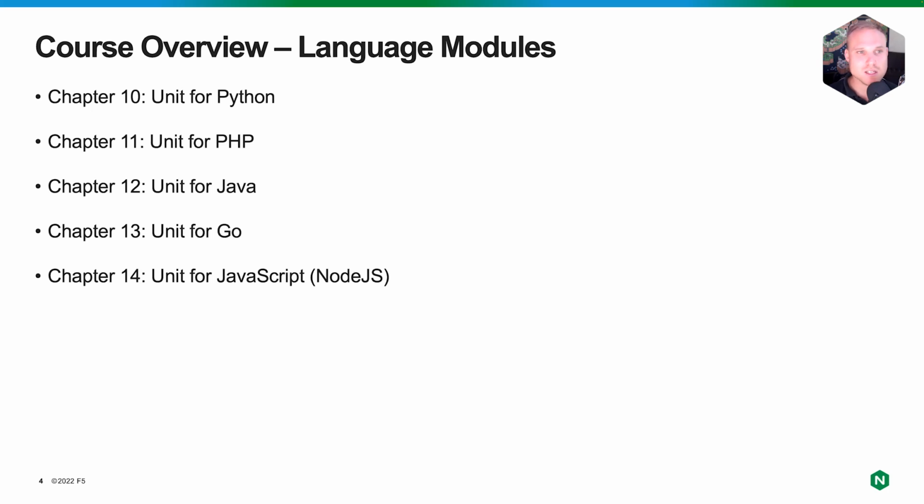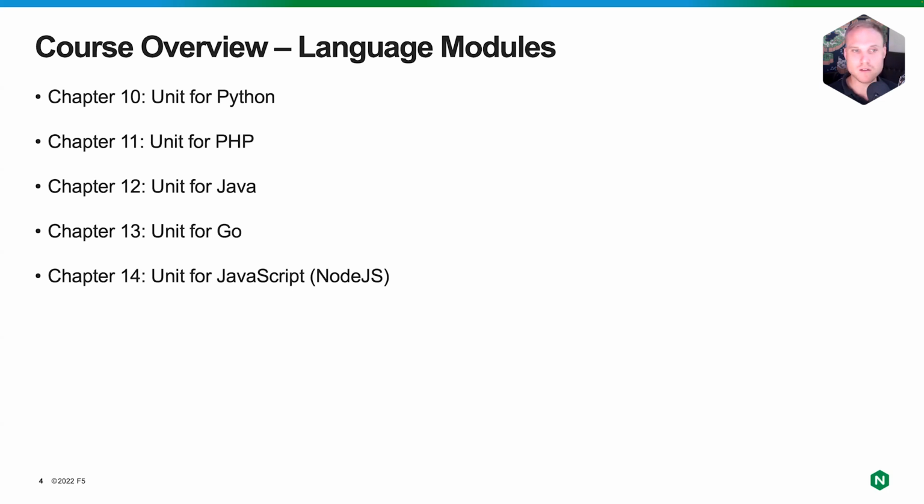Chapter 11 is the same idea, but for PHP. So if you are coming from an NGINX PHP-FPM FastCGI ecosystem and you want to know how to migrate, how to create a new application on top of NGINX Unit using PHP, then chapter 11 is your way to go. Chapter 12 is Unit for Java.